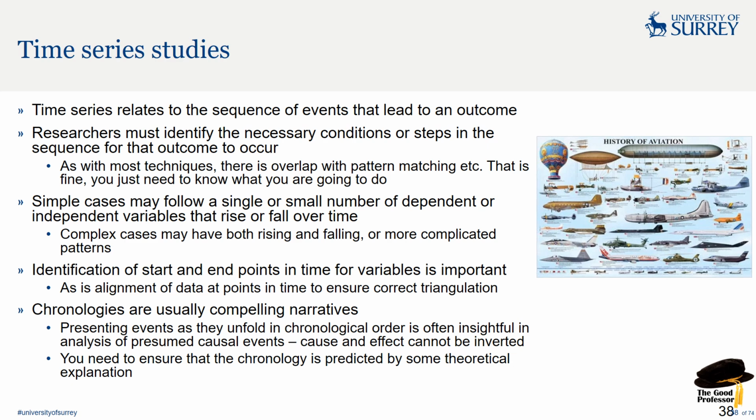Simple cases may follow a single or small number of dependent or independent variables that rise or fall over time. So you see an increase in something or a decrease in something over time, and it leads to a certain event. Complex cases may have both rising and falling or even more complicated patterns over time, which lead to an outcome.